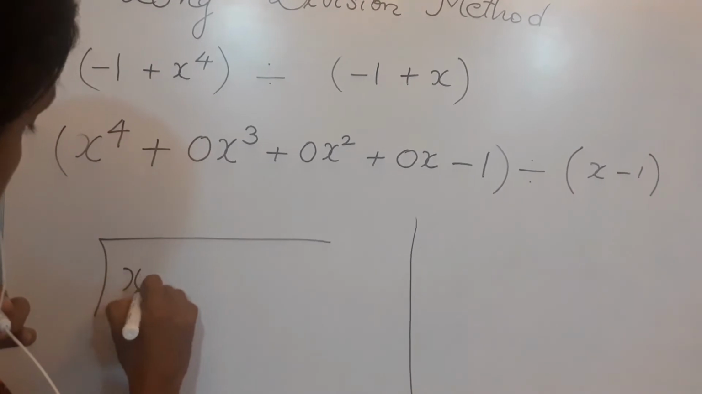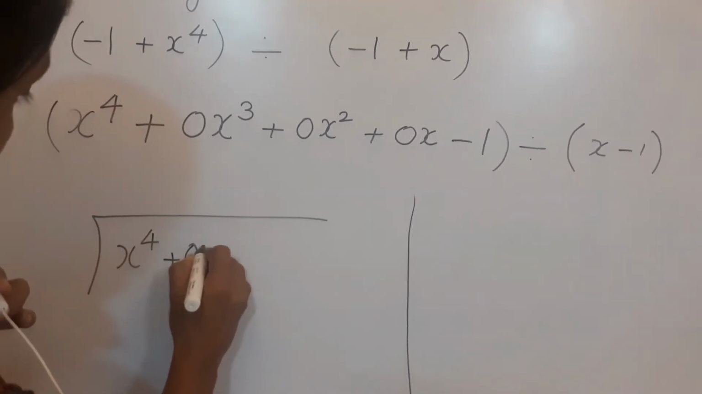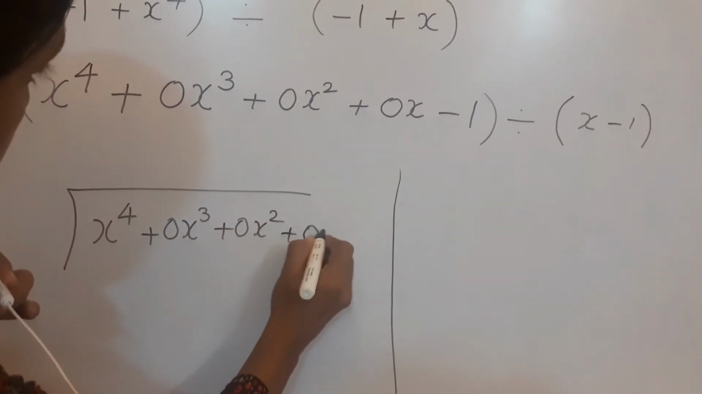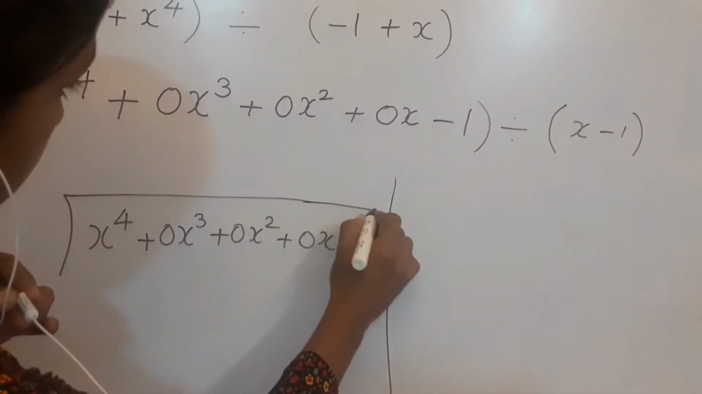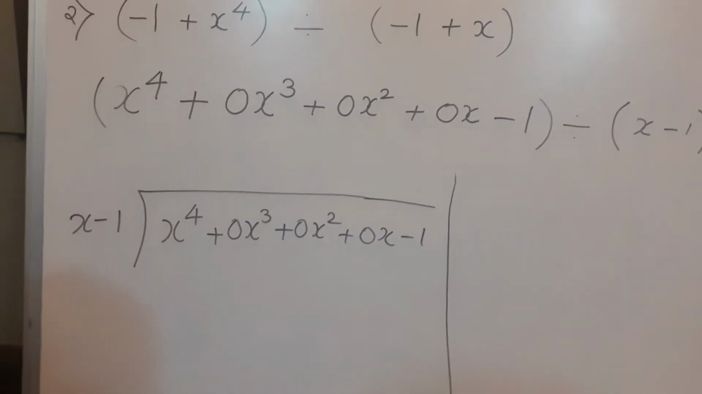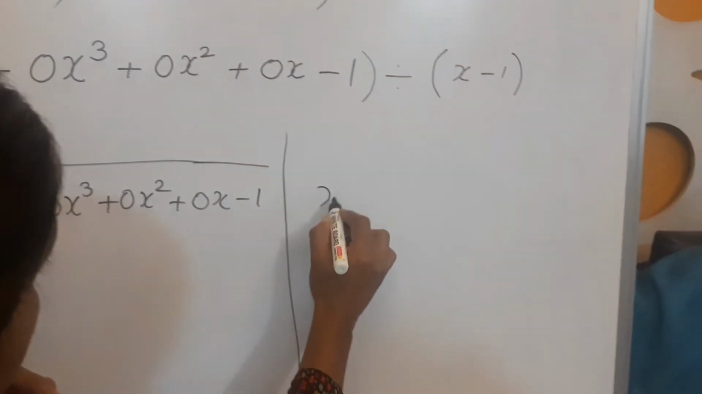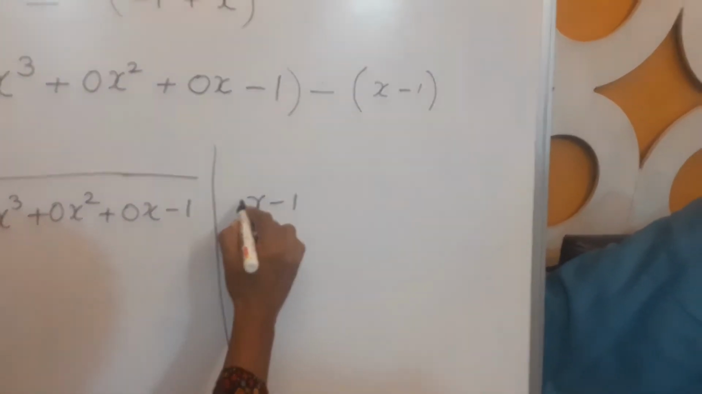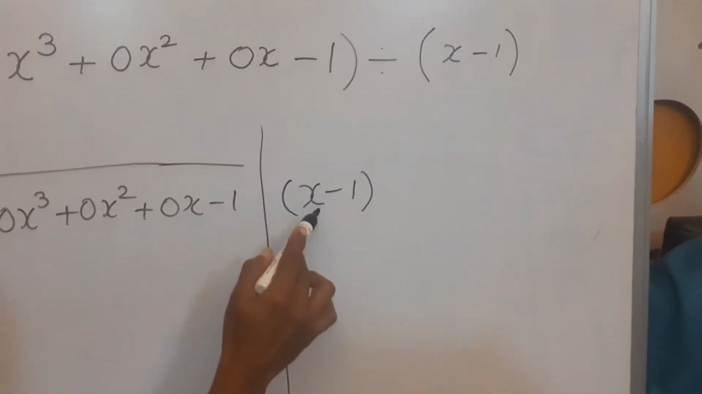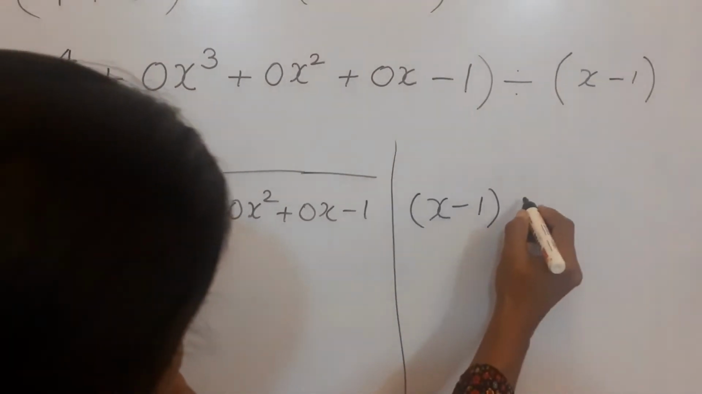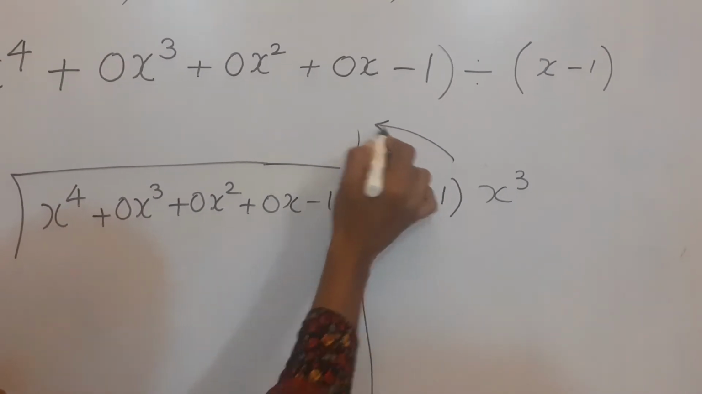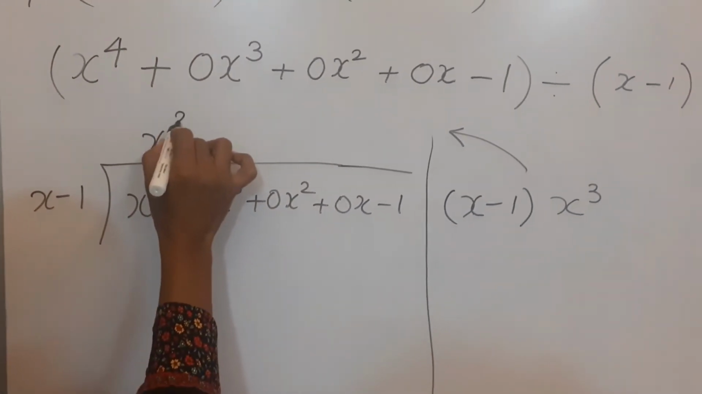dividend and divisor, x raised to 4 plus 0x cube plus 0x square plus 0x minus 1. This is your dividend, and your divisor is x minus 1. Now as I told you in the previous discussion, x minus 1 is a divisor, so you write it as it is first. Now what multiplied by x will give you x raised to 4? It is x cube. Alright, so this x cube, you immediately transfer it here. So x cube comes here.